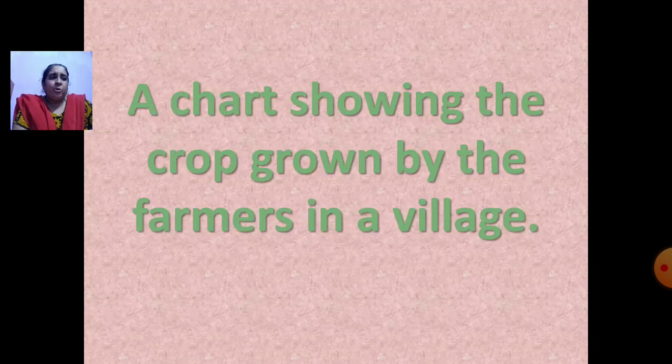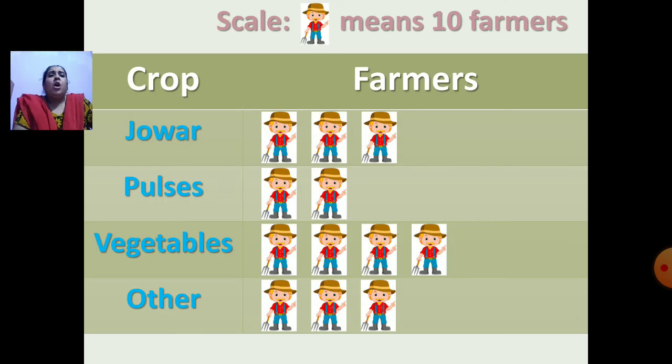Now one more question I am going to do. A chart showing the crops grown by the farmers in a village. Now you can see the chart. On one side the crops are shown and on the other side the number of farmers, right? And what are the crops? Jowar, pulses, vegetables and other crops. And what is the scale? Here one farmer means how many farmers? 10 farmers. We cannot draw so many images, so we are using a scale. One farmer stands for 10 farmers.